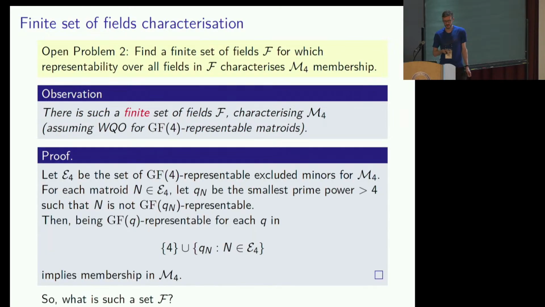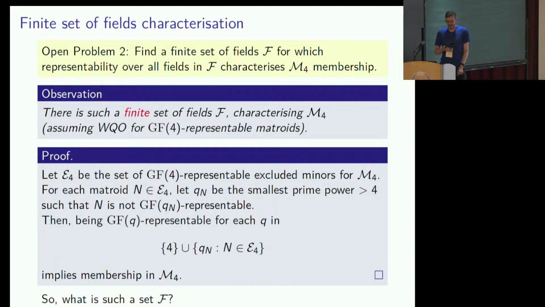So I'm going to use well-quasi ordering for GF4 representable matroids to show this. If you take all of your excluded minors for M4, put them in this set I'm calling E4: all of the excluded minors for M4 that are GF4 representable. And then since they're excluded minors for M4, there's some larger field that they're not representable over. So I'll call this Q sub n, and so I get a set of all of these smallest larger than 4 size fields that they're not representable over.